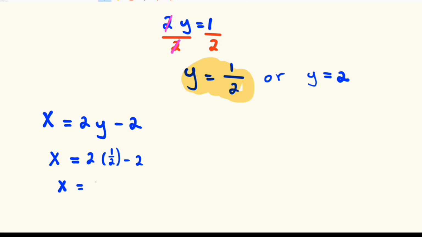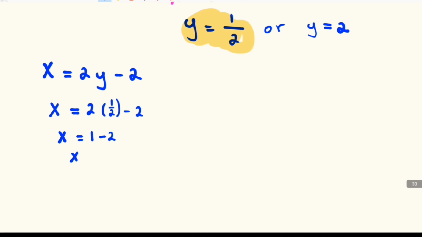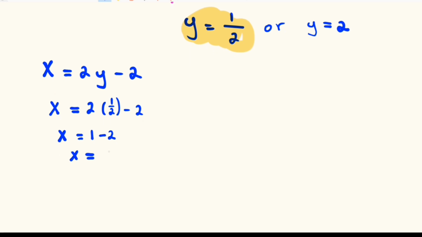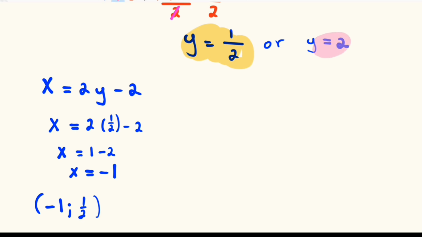So our x will be equal to 2 multiplied by half, which is 1, minus 2. So our x is equal to 1 minus 2, which is equal to negative 1. So when x is equal to negative 1, y is equal to 1 over 2. Now we substitute the y is equal to 2 where there is y.